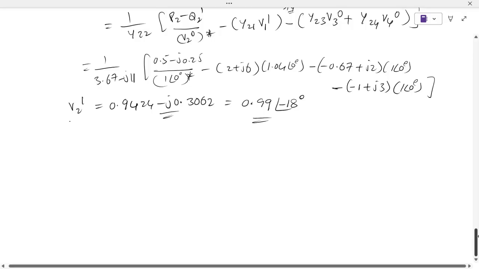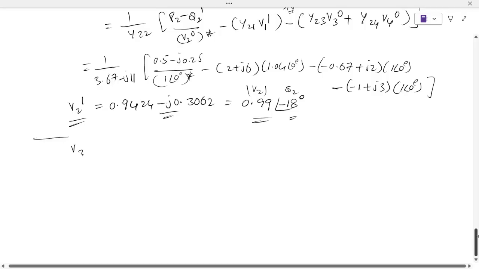This is the V2 value. Similarly, we need to calculate the remaining values. Already we have got the V2 value and the delta 2 angle also. This is the delta 2, this is V2. As per the question, we have already calculated the Q value, V2 value, and delta value. Now V3 and V4 you have to calculate.